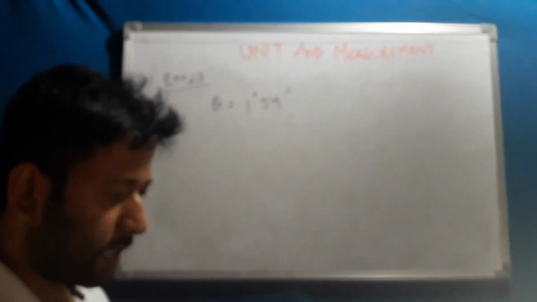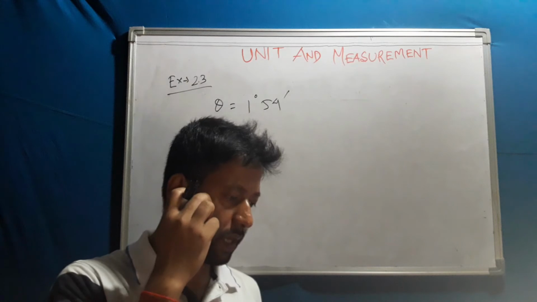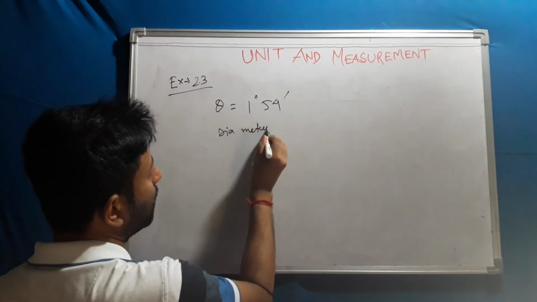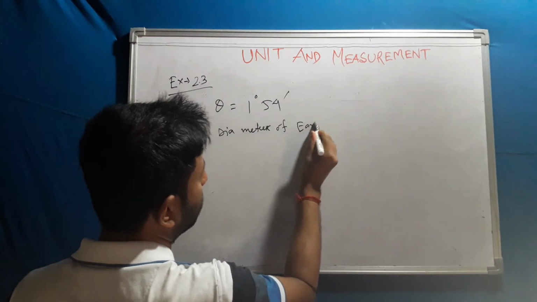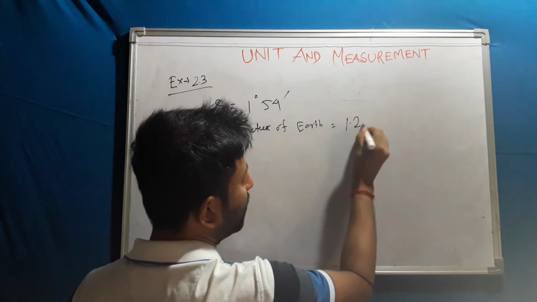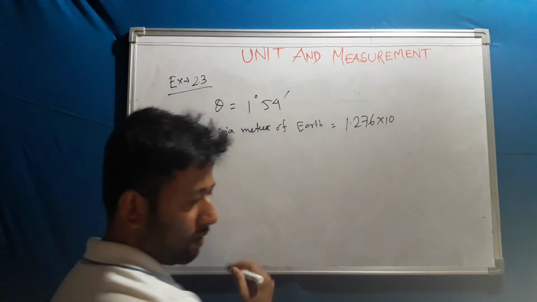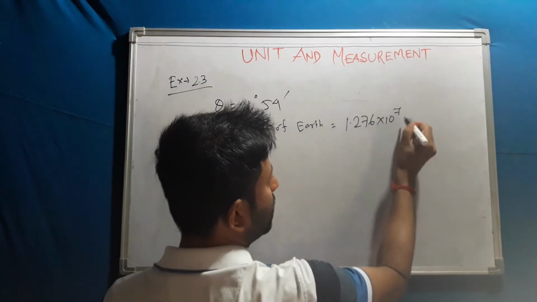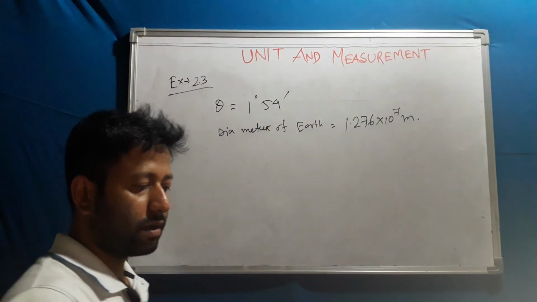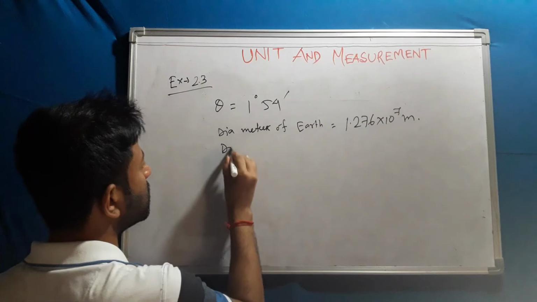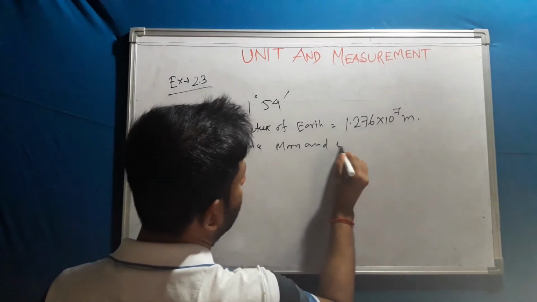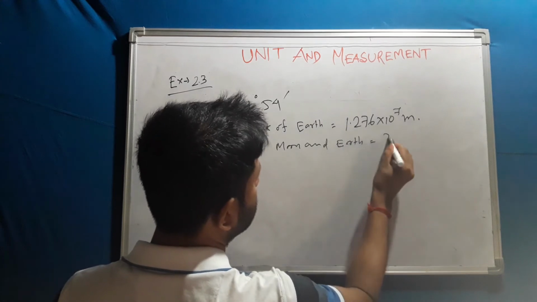This theta is given as 1 degree 54 minutes. And they have given the diameter of the Earth, 1.276 into 10 to the power 7. Now they are asking about the distance between moon and Earth. How much is it?